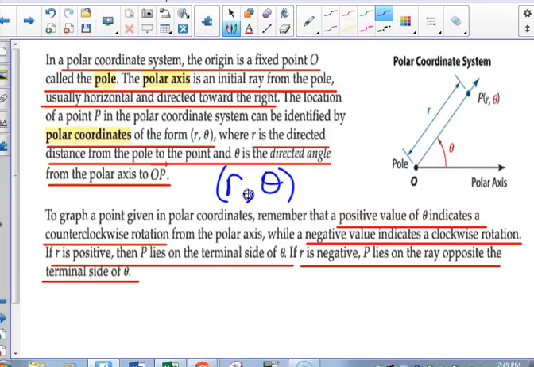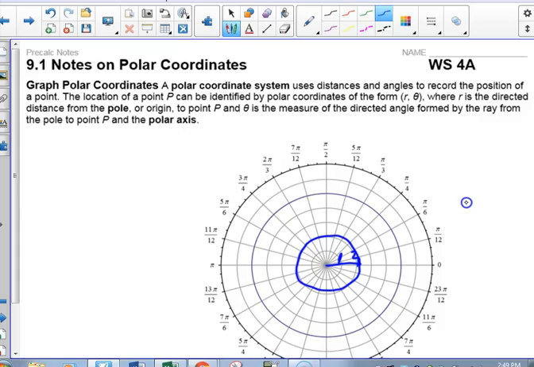And theta is going to tell us the directed angle or the amount of turn. Now, if we turn this way, it's going to be positive. If we turn this way, it's going to be negative. Same thing we've always done. All right. So we're going to do a whole bunch of practicing on this polar graph paper.